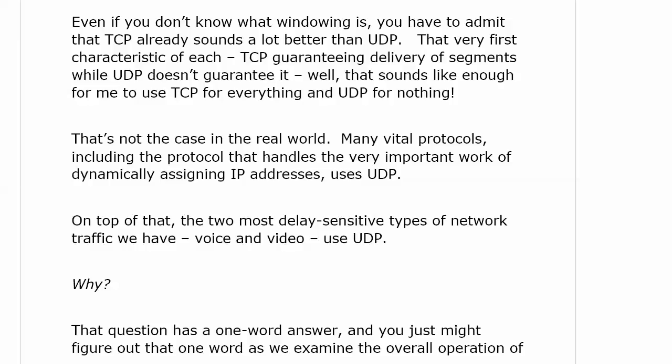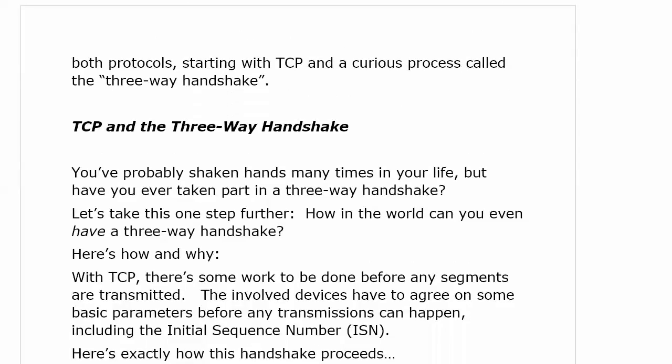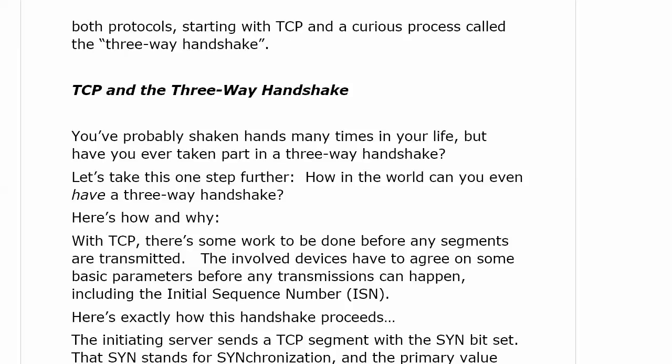Many vital protocols, including the protocol that handles the very important work of dynamically assigning IP addresses, that's as important as it gets, DHCP, use UDP. And on top of that, the two most delay-sensitive types of network traffic we have, voice and video, use UDP. Why? Well, the one-word answer might come to you as we go through the overall operation of both protocols, starting with TCP and a curious little something we call the three-way handshake.